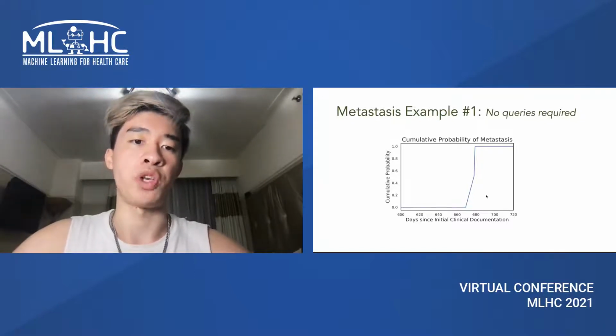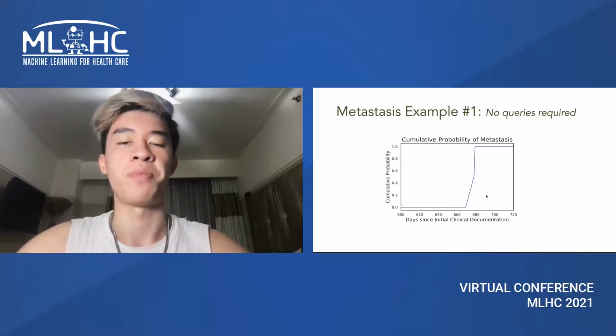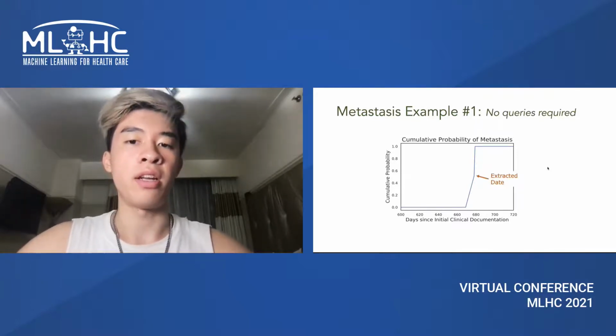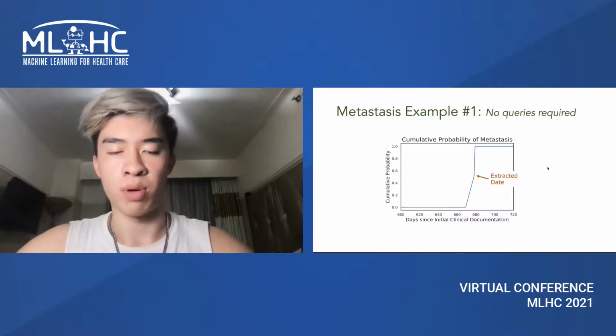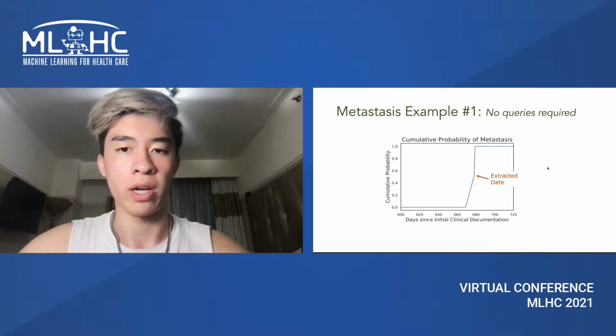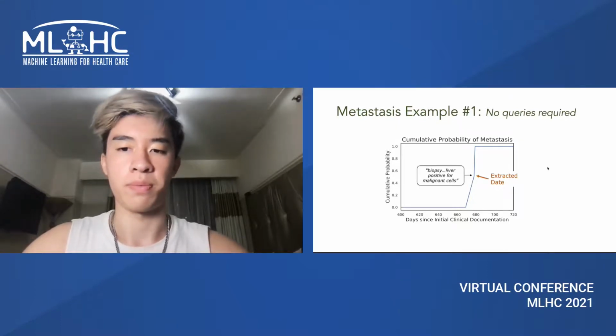Here in this setting, we are trying to identify when metastasis occurred in a breast cancer patient, and this graph marks the cumulative probability of the model over time. The model makes this as the extracted date prediction, and it is very confident as the probability spikes quickly from 0 to 1. The system decides that no queries are required, and it turns out that the model is correct.